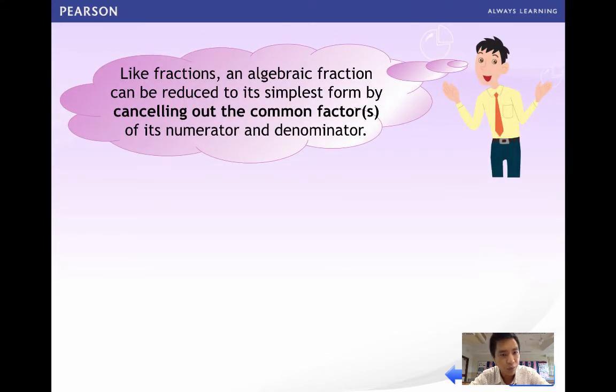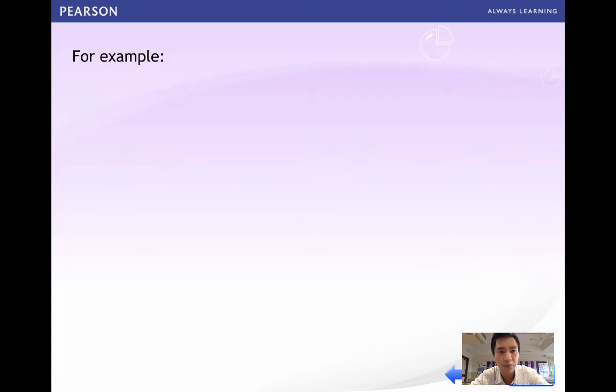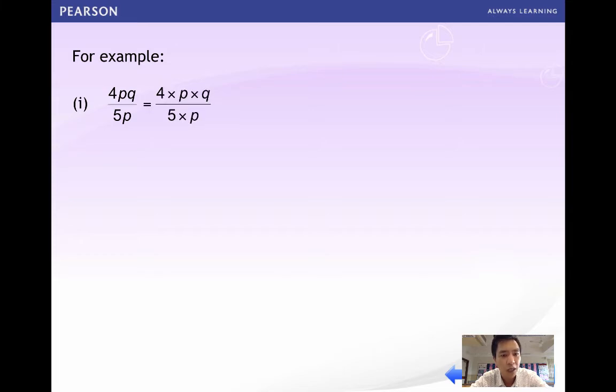Okay, for an algebraic fraction, we have to reduce it to the simplest form by cancelling out the common factors. What does it mean? Look at this. 4pq over 5p. We try to find the factors of the numerator and the denominator, and we can find out the common factor. The common factor of this algebraic fraction is p. So we cancel it out. So we have 4q over 5.